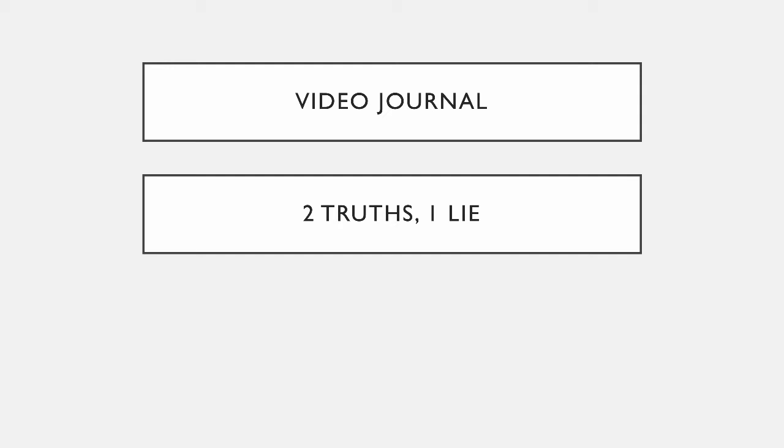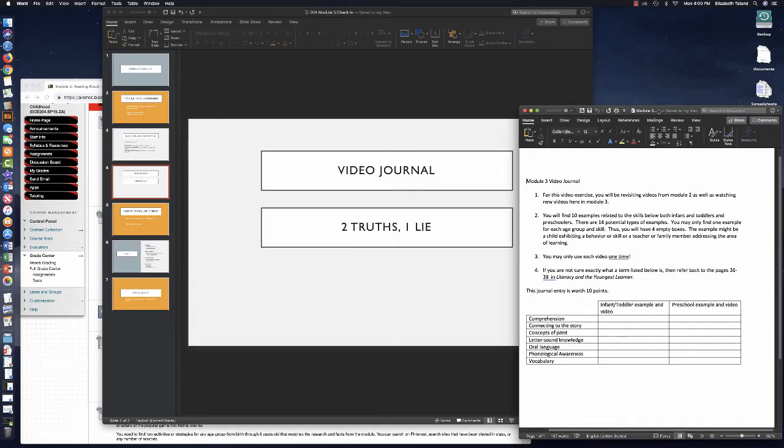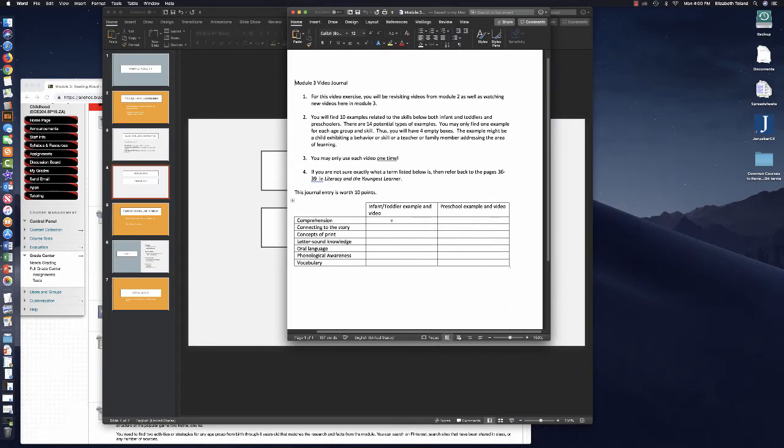The video journal. I provided this assignment to give you credit for watching these videos that I'm wanting you to watch. This is that assignment right here. So just give an example that you see in infant toddler. So what's an example of comprehension in one of the infant toddler videos that you're seeing? What about one of the preschool examples? Connecting to a story for infant toddler versus connecting to a preschool. Can you use the videos from Module 2 and some of those that you watched for the SMART goals and the other videos? Yes, definitely use those.